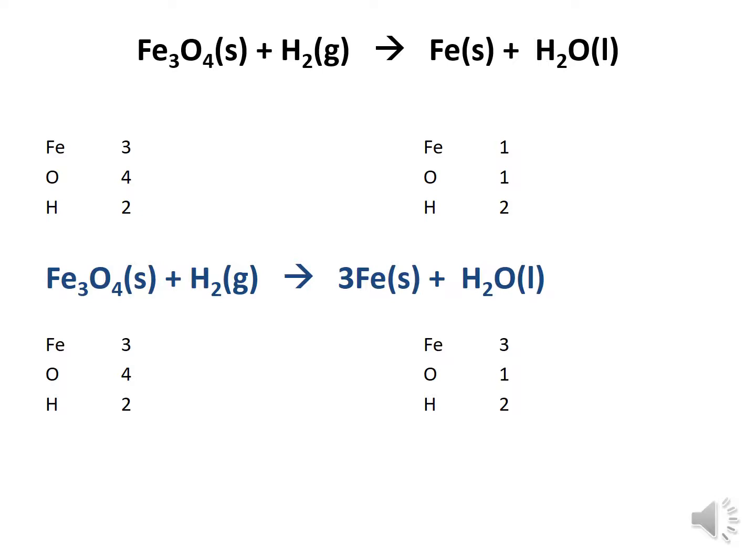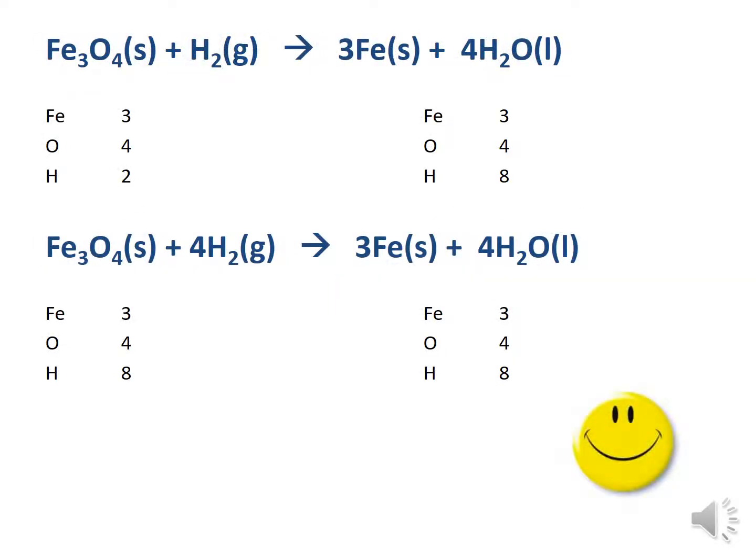Now in the process of doing that, we did not change the oxygens nor the hydrogens, so we still have 4 oxygens on the left and only 1 oxygen on the right. So for that one, we would take water on the right and multiply it by 4. So now we have 4 oxygens still on the left, but by multiplying water by 4 with a coefficient, we now have also 4 oxygens on the right.